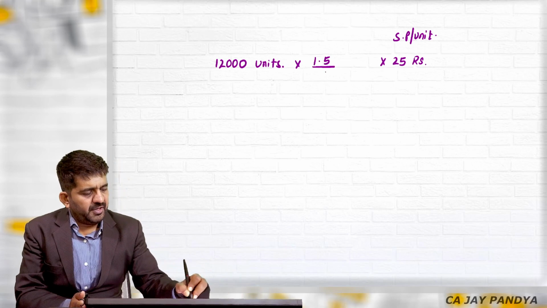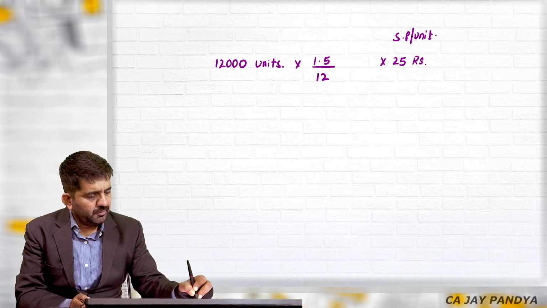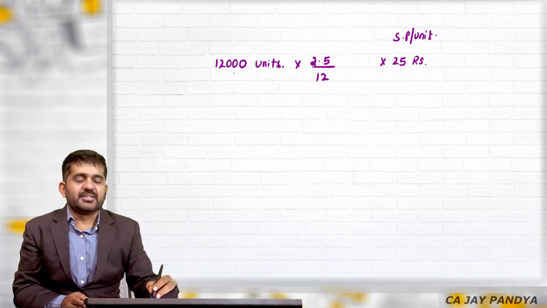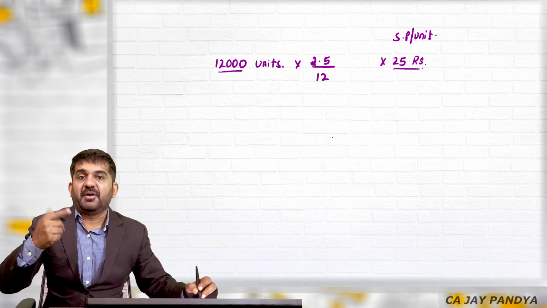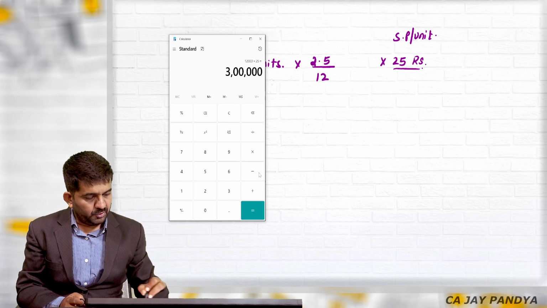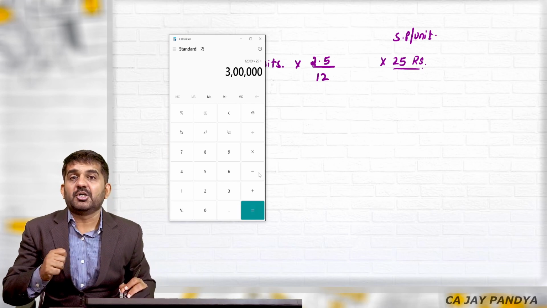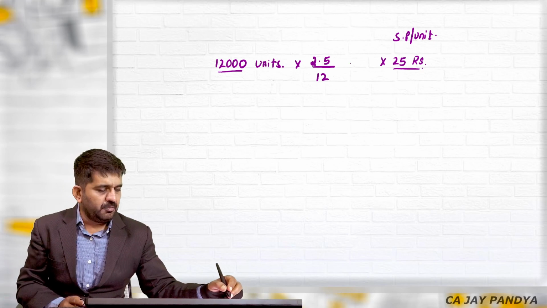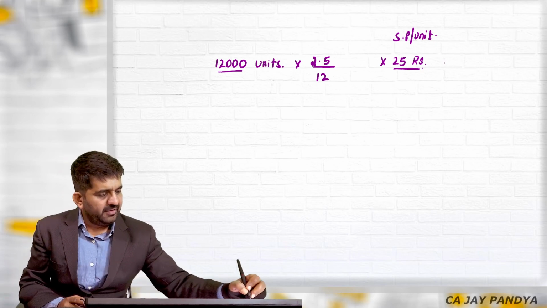Multiplied by 2.5 divided by 12. Sorry, 2.5 divided by 12. I have done the same thing. 12,000 into 25 will be 3 lakhs. Let me verify. 12,000 into 25 is 3 lakhs. This is nothing but total sales: units multiplied by selling price per unit will be total sales, into 2.5 divided by 12.